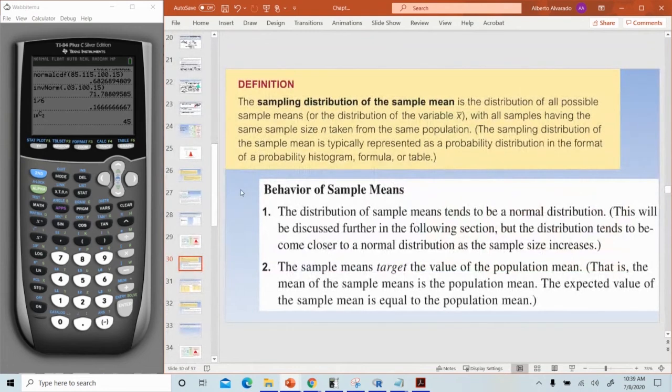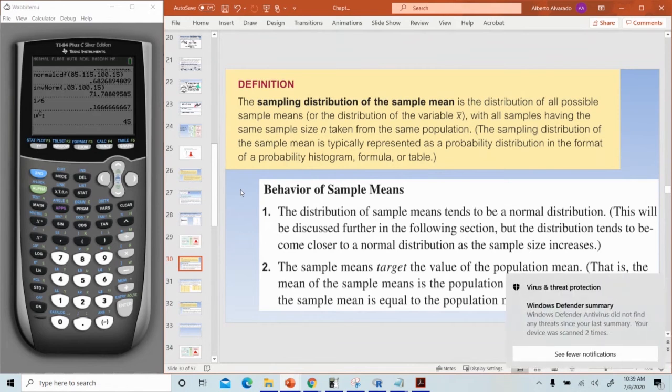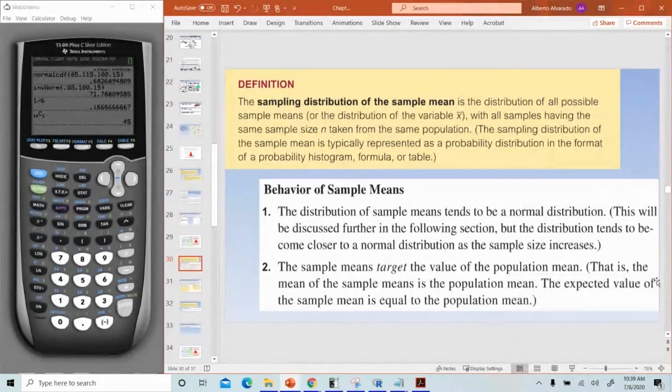So the sampling distribution of the sample mean, that's the distribution of all possible sample means with samples having the same size from the same population. The sample means are going to be normally distributed, and the sample mean targets the value of the population mean. That's important because most of the time we cannot get the true mean from the entire population, because it'd just be unreasonable.